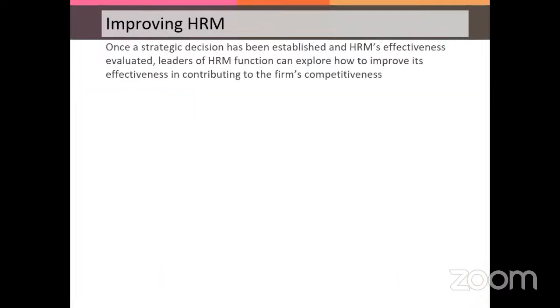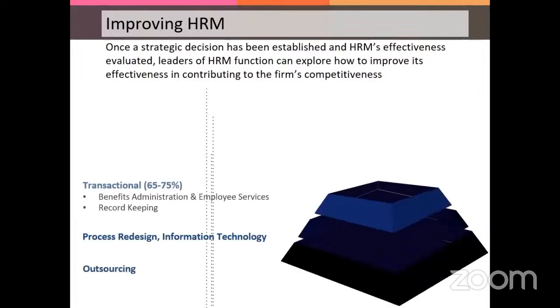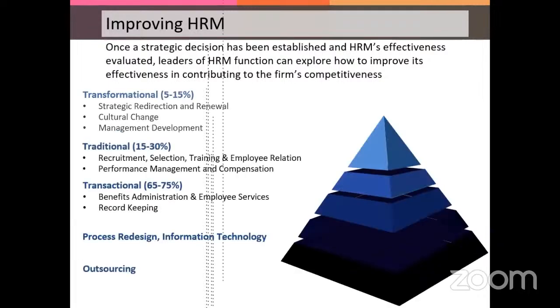Now, improving HRM, how do you improve HRM? You can improve HRM with this information available. You can improve HRM through transformational strategies, which in most cases contribute 5 to 15% of HRM improvement. What does this mean? It means strategic redirection and renewal, cultural change, and management development. This is what strategic transformation simply means. When you engage in management development, you are engaging in transformational strategies of HRM improvement.